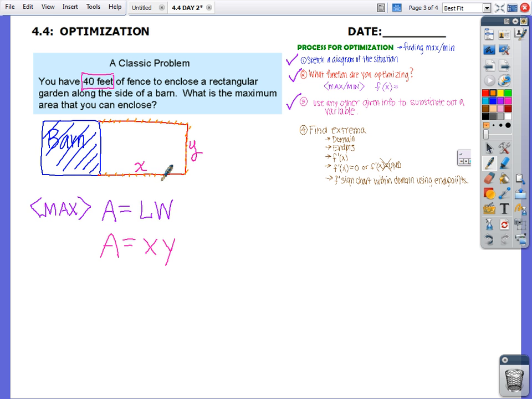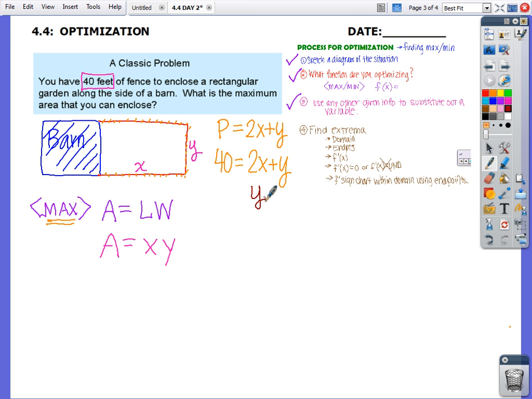So when you talk about going around a shape, you're really talking about perimeter. And the perimeter of that fence would have been 2x plus y. The perimeter was 40. Now, you want to make sure you understand, we've already decided that area is what we're going to maximize. So I don't want to make the mistake of trying to take the derivative of the perimeter. The perimeter is 40. Now I'm going to use that to substitute in.